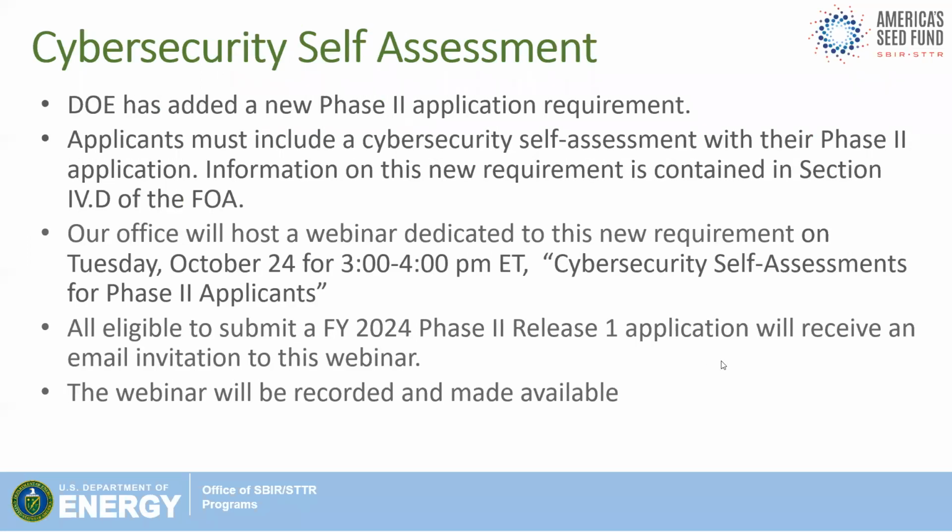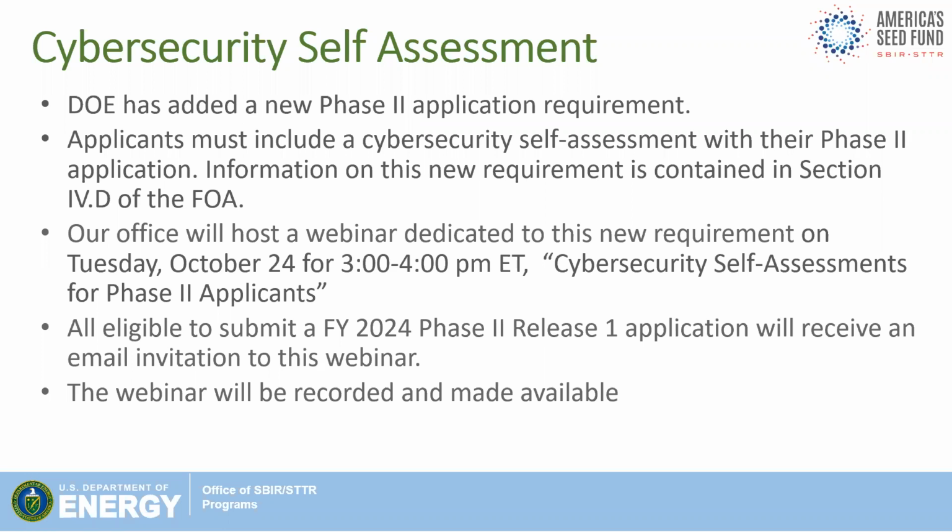Okay, and finally, the final new requirement, and this is only for phase 2 applications. You do have to complete and include a cybersecurity self-assessment with your phase 2 application. This is part of the SBIR STTR Extension Act of 2022, in which Congress extended the SBIR program for 3 years. So the cybersecurity piece and also the foreign relationship form, both of those are a result of that legislation and its requirements.